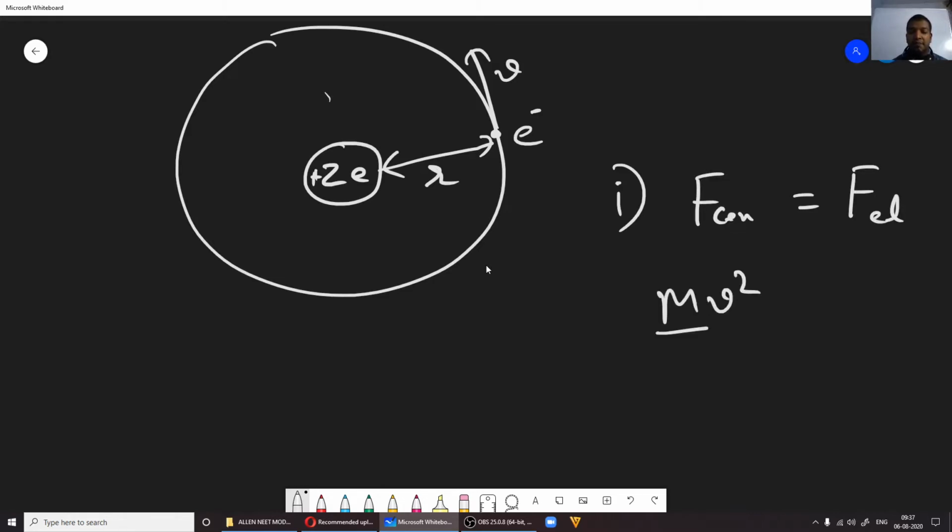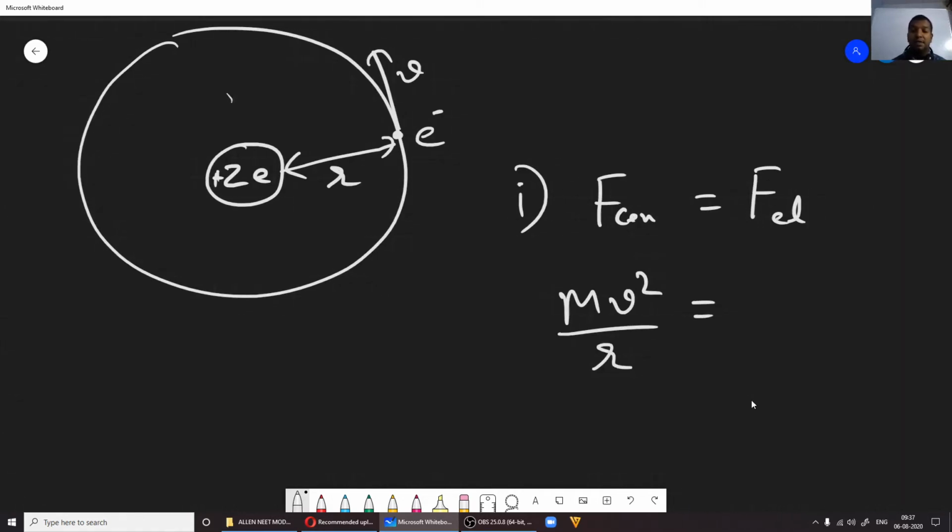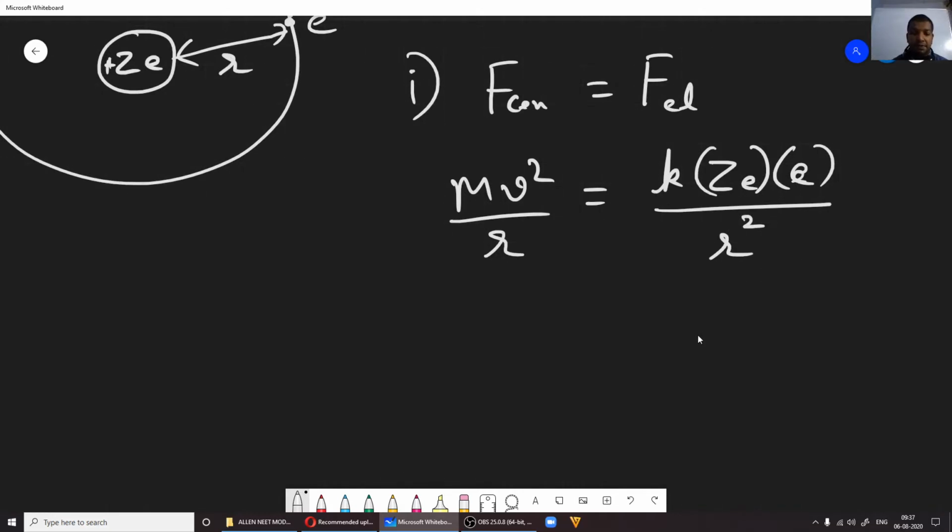Now we say mv square by r will be equal to the electrostatic force, that is given by k, which stands for 1 by 4 pi epsilon naught, times q1, the charge on the nucleus, and q2, the electronic charge, because we are seeing what is the electrostatic force acting on the electron due to the nucleus, divided by r square, correct? So this we will use in the upcoming derivation calculations.